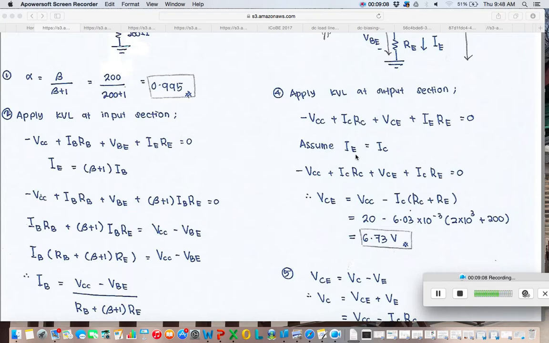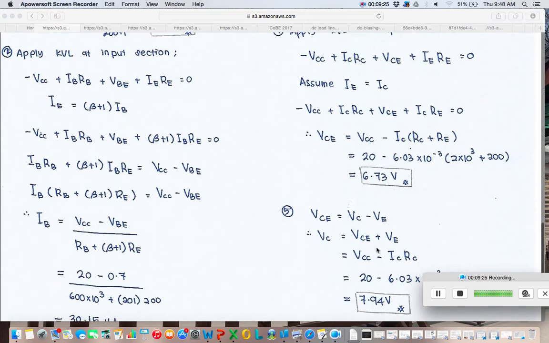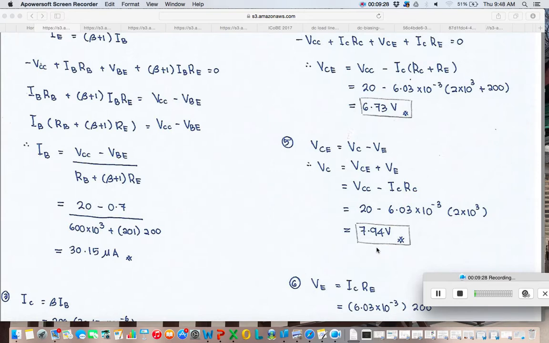For KVL at the output section, you need to assume IE is approximately equal to IC. So you replace IE here with IC. You rearrange the equation to get VCE equals 6.73 volt. I hope you are clear about that. It's just that if you do it step by step, VCC minus ICRC minus ICRE, you most probably cannot get 6.73 volt.